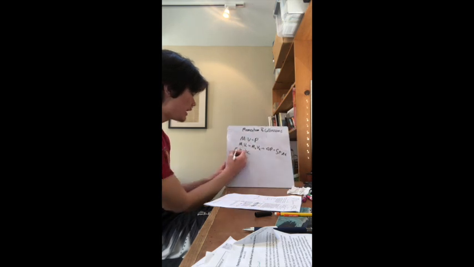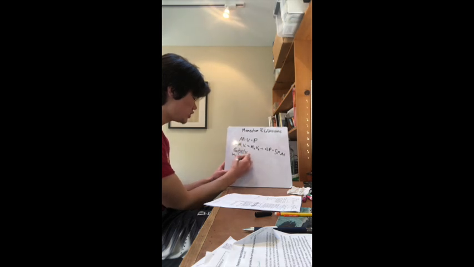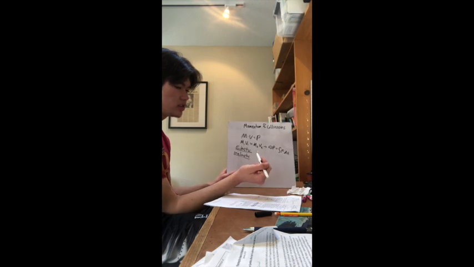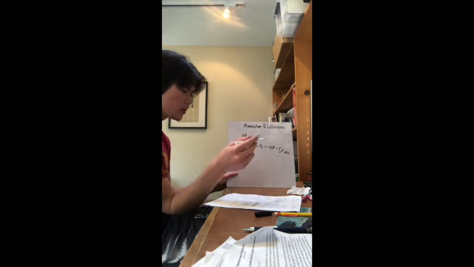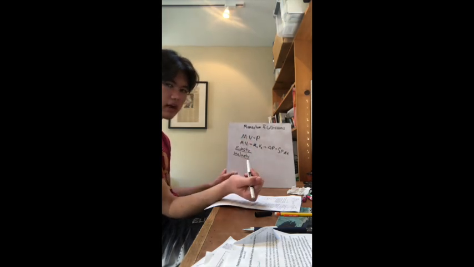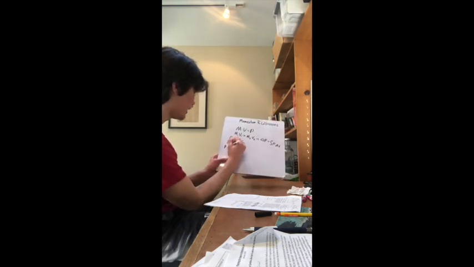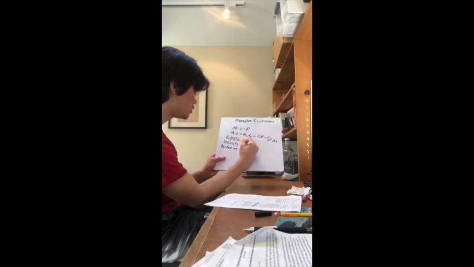Then we have inelastic, which is when kinetic energy is not conserved, because the two objects are deformed or alter each other in such a way that kinetic energy is not conserved. And lastly, we have perfectly inelastic, and this is when the two objects stick to each other.